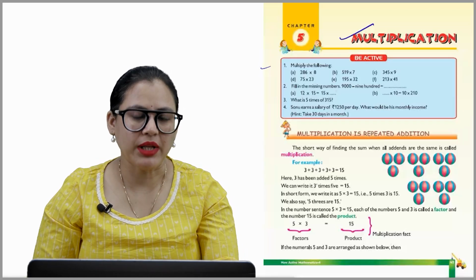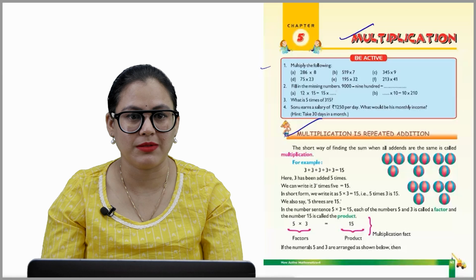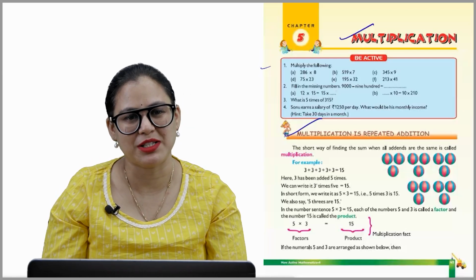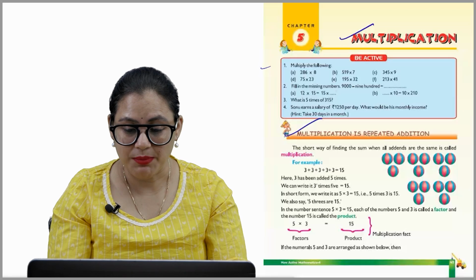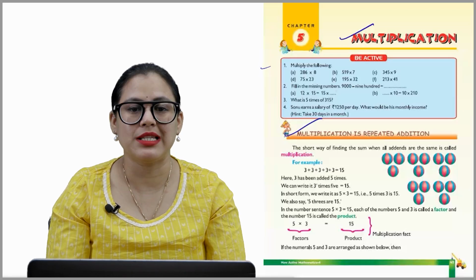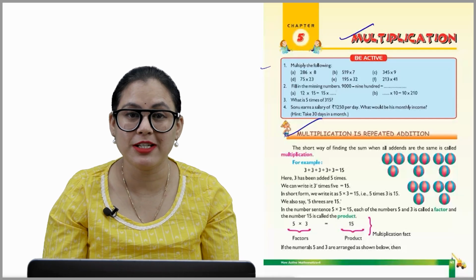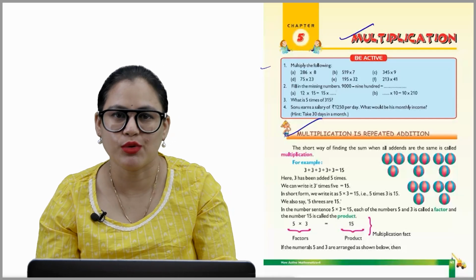Multiplication is what? Multiplication is actually repeated addition. The short way of finding the sum when all addends are the same is called multiplication. For example, 3 plus 3 plus 3 plus 3 plus 3 is equal to 15. Here 3 has been added 5 times. We can write it as 3 times 5 is equal to 15.